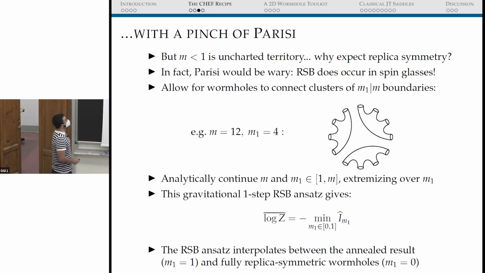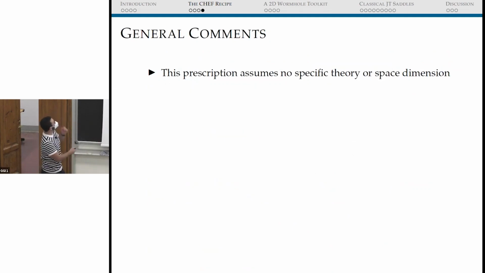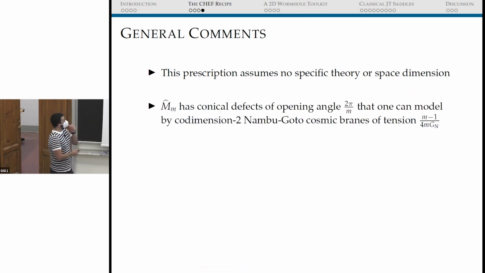Okay. So here's the proposal. I don't know how I'm doing, but badly. Okay. Some general comments. So this prescription doesn't assume anything about the theory or the space-time dimensions. So up to this point it is fully general. We just assume a semi-classical limit. The kind of geometries, these quotient geometries that I'm talking about, can in general be modeled by codimension 2 branes, which generate the conical defects, which are of opening angle 2 pi over m, which can be tuned by the tension of the branes.